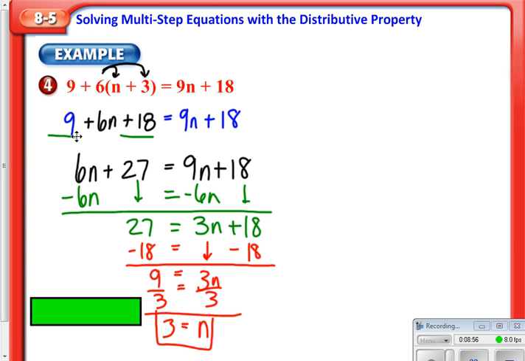This will conclude our lesson 8.5, solving multi-step equations with the distributive property.